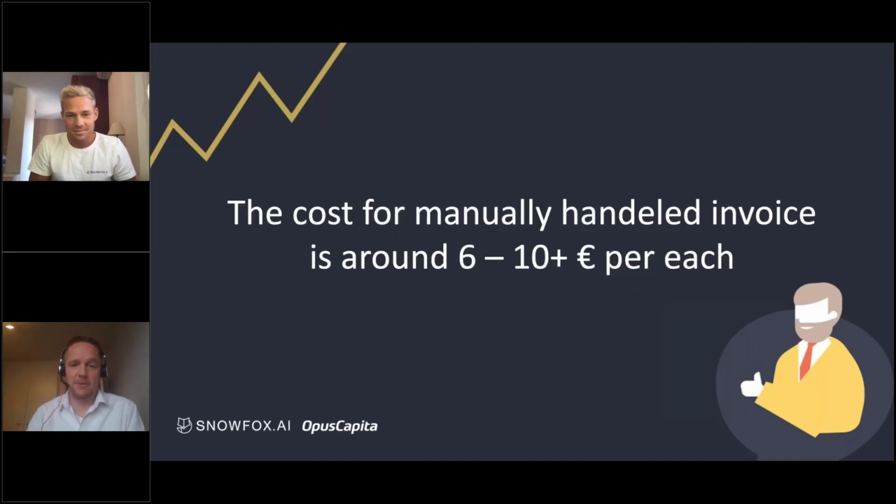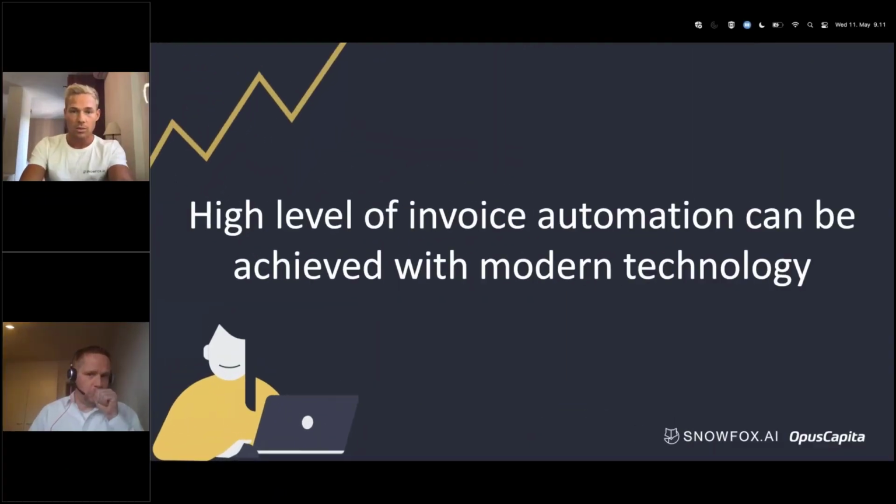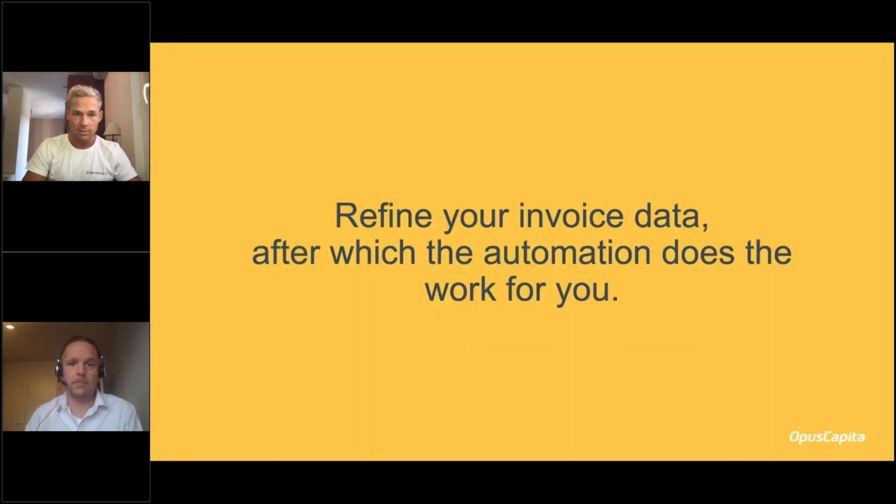Those numbers on the slide are quite low, because if you don't have any electronic system in use, then you also have to post the paper invoices to the different locations, and then it will take time and it will cost money. So this is quite a low price for the manually handled invoices. In some calculations, I have seen that it's even from 5 to 60 euros per invoice. So how can you achieve a high level of automation with the rule-based automation capabilities?